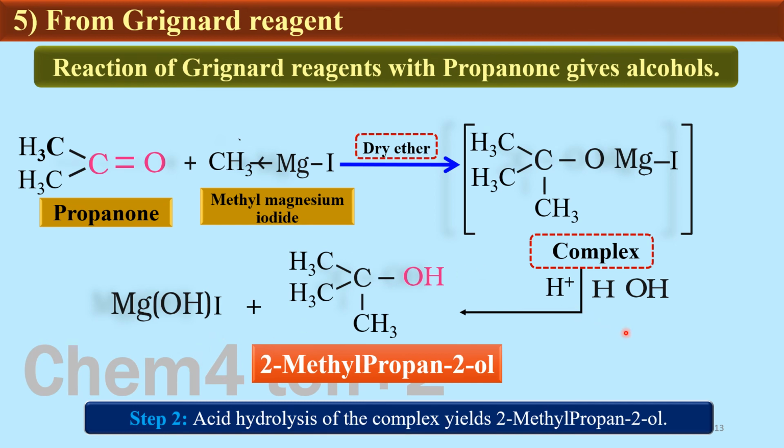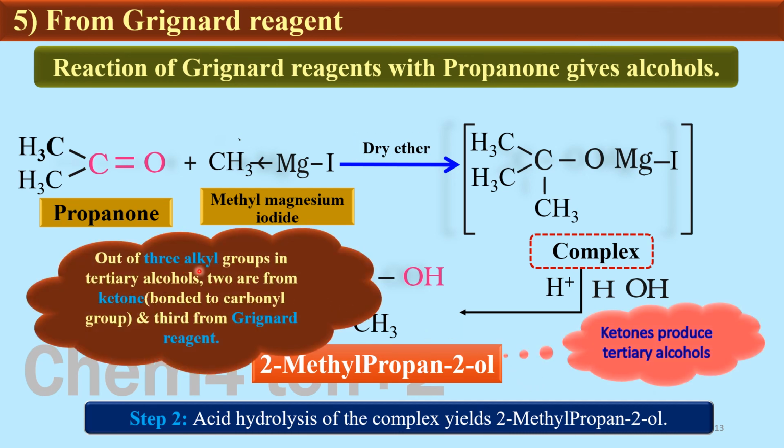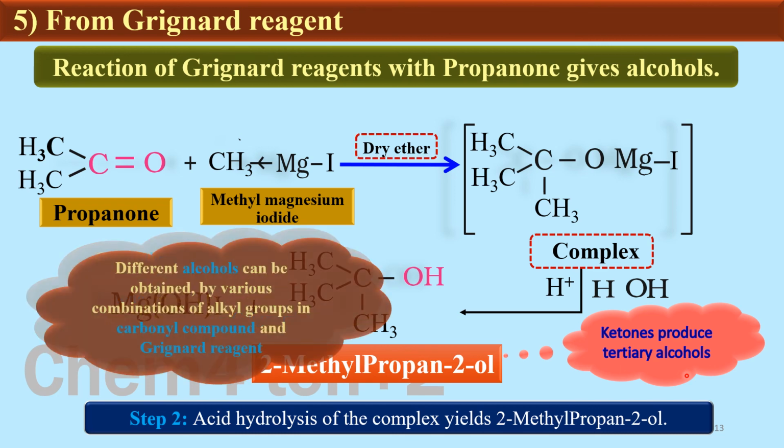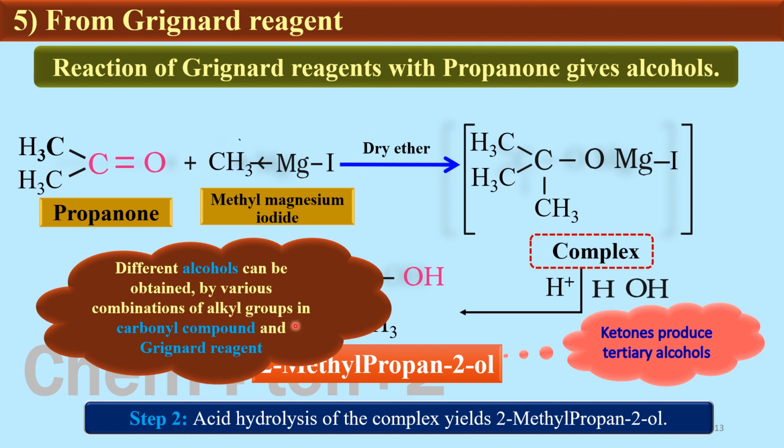As it can be seen here, acid hydrolysis of this complex yields 2-methyl propan-2-ol. 2-methyl propan-2-ol is a tertiary alcohol. Out of the three alkyl groups in the tertiary alcohol, two are from the ketone, bonded to the carbonyl group, and the third from the Grignard reagent. Ketone produces tertiary alcohols. Different alcohols can be obtained by various combinations of alkyl groups in the carbonyl compound as well as Grignard reagent.